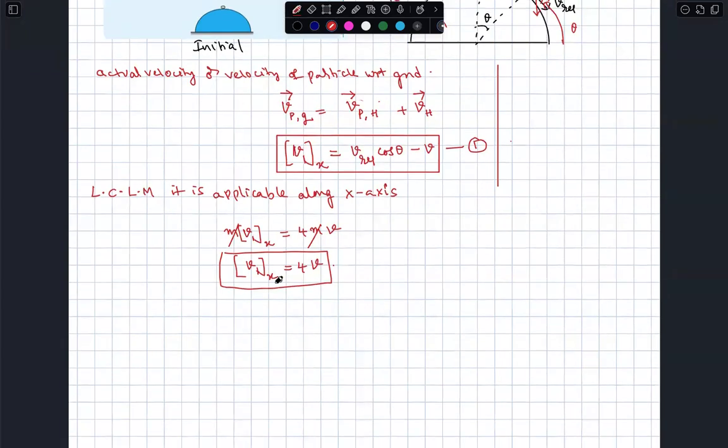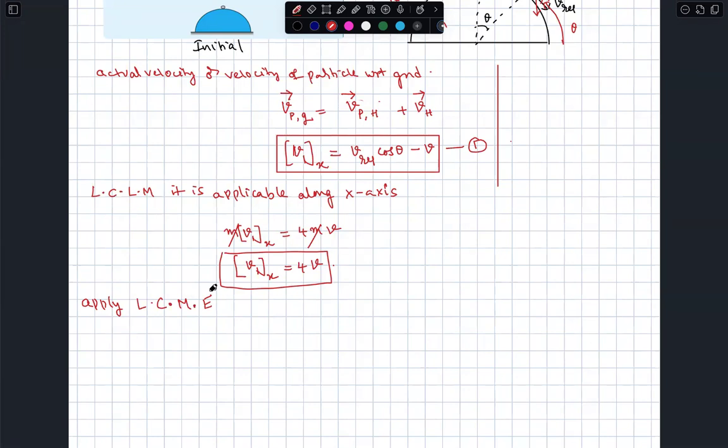Now you apply the law of conservation of mechanical energy. Remember, the law of conservation of energy is different from the law of conservation of mechanical energy. They are two different things. In conservation of mechanical energy, KE plus PE is constant. In the law of conservation of energy, you can involve energy apart from mechanical, like heat and other forms.